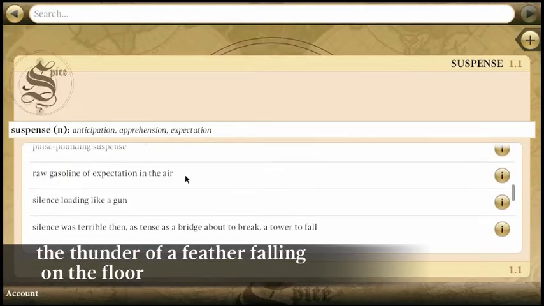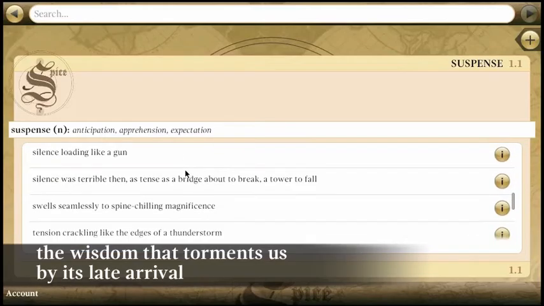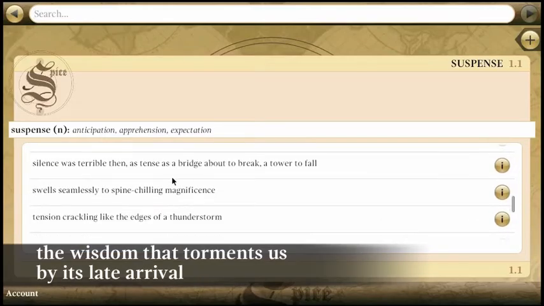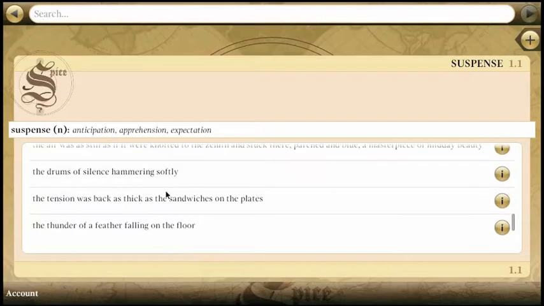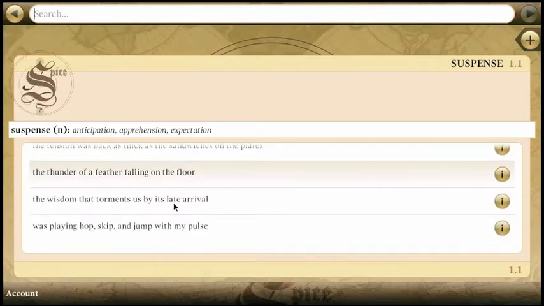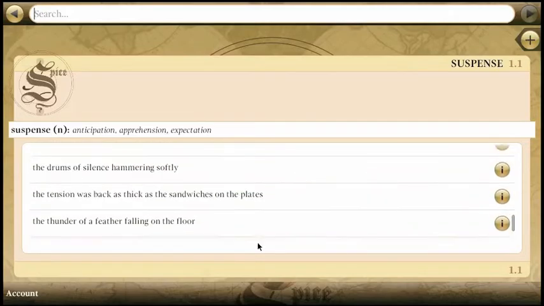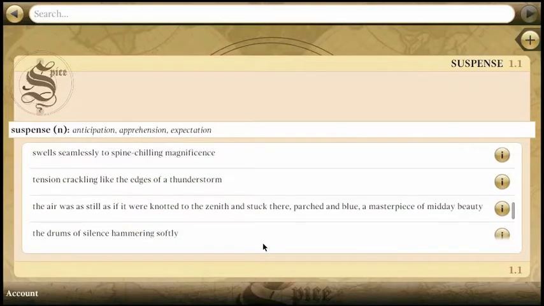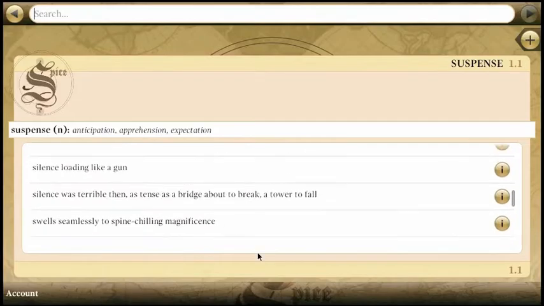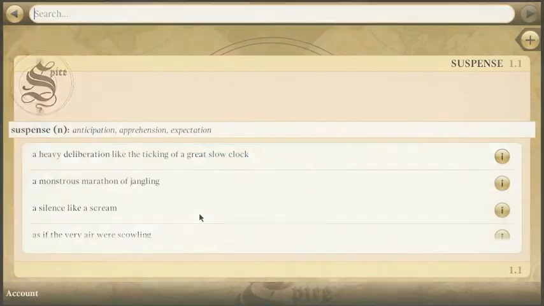The thunder of a feather falling on the floor. The wisdom that torments us by its late arrival. You can compare the timing of when the character and audience understand the full plot. Talk about how this affects the audience feelings of suspense. Something like that. So, just based off of the inspiration of these phrases, you've come up with two huge elements of suspense: the use of noise and the revelation of the plot. You just need to pick a comparison film and elaborate on these points with lots of examples.